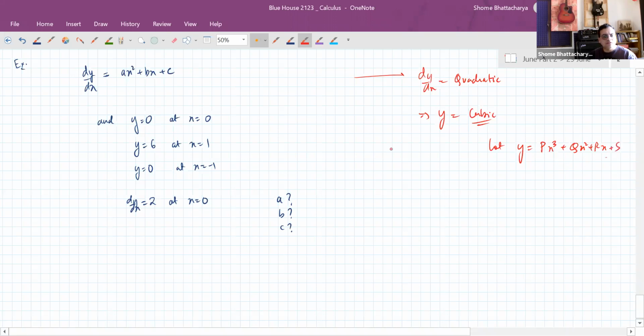And we had found out like this. But now you can do this by integration. Okay. dy by dx is given to us as this function. That means y is basically what? Integration of that function. So it is the antiderivative.